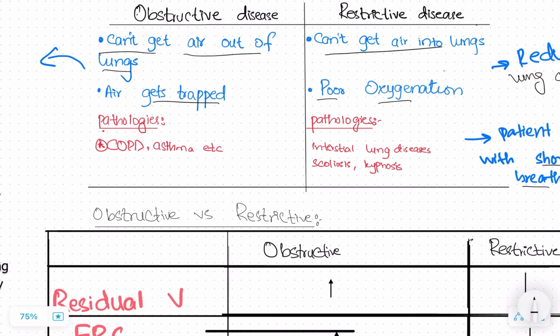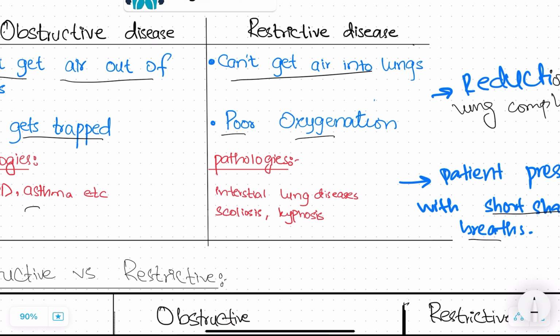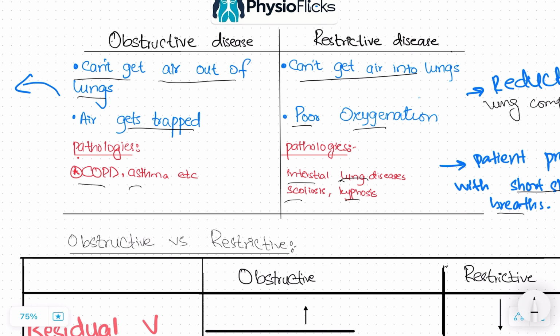So what are the pathologies classified into obstructive diseases and restrictive diseases? Among the obstructive diseases are chronic obstructive pulmonary disease, asthma, etc. We will be discussing the others too. And then in restrictive lung diseases, there are interstitial lung diseases, scoliosis, kyphosis, etc. So this was a very general and brief discussion and introduction of the two diseases.